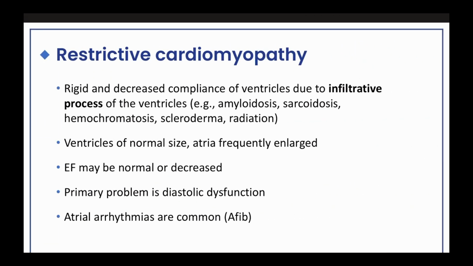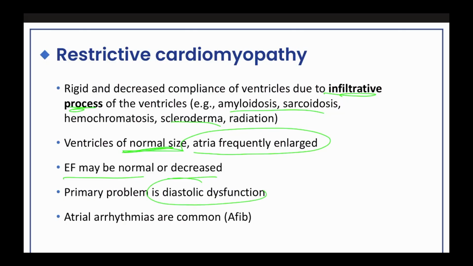Restrictive cardiomyopathies are infiltrative processes: your amyloid, sarcoid, scleroderma, these are infiltrative diseases again. Ventricles are of normal size, although the atria can be enlarged. These are filling problems, so the atria are going to be more involved with filling. Remember, the atrial kick helps to fill the ventricles at the end there. EF may be normal or decreased. The primary problem with restrictive cardiomyopathy is diastolic dysfunction. It's a filling problem, so it's volume.